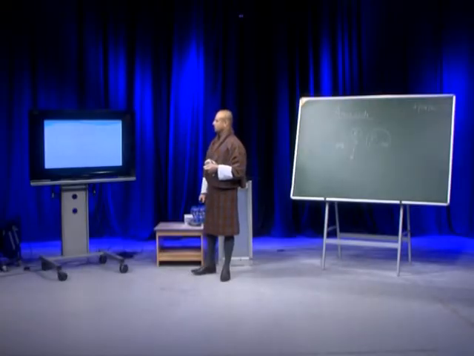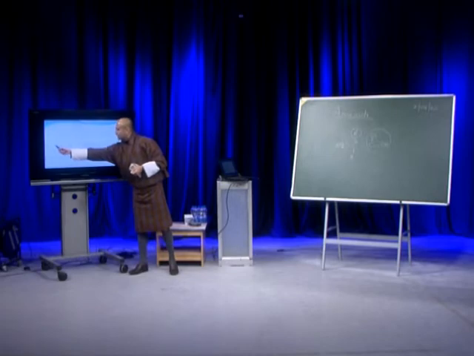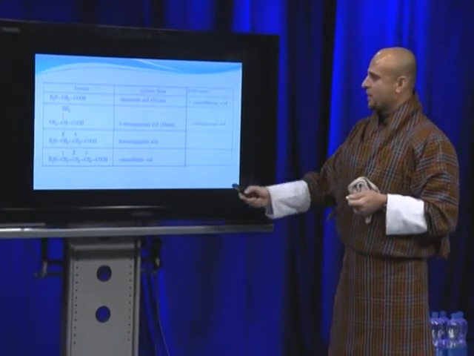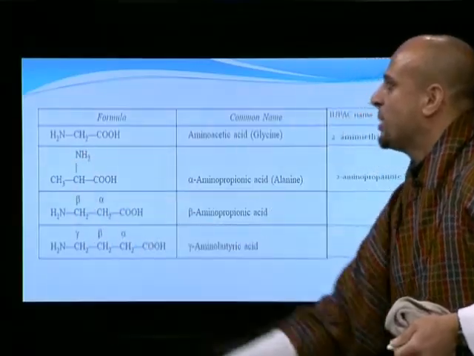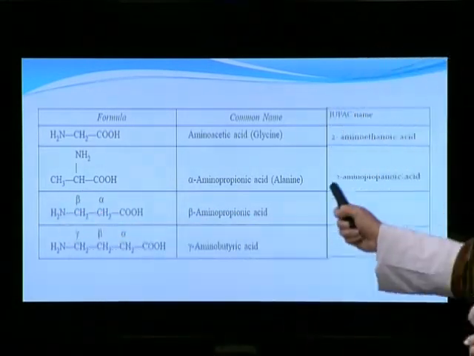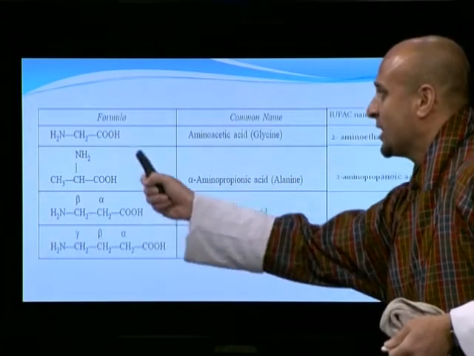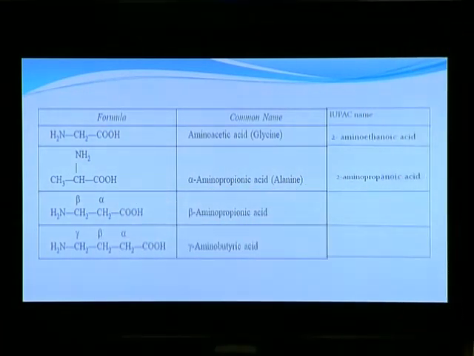Now let's look at this. This is carbon number 1, this is carbon number 2. So 2-amino. In carbon number 2 we have amino. How many carbons are there? 1, 2, 3. So 2-aminopropionic acid. This amino acid is known as 2-aminopropionic acid.